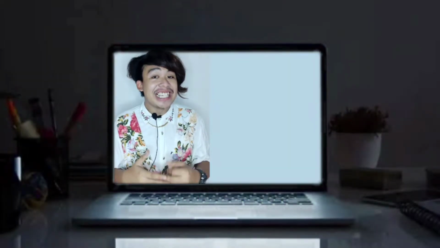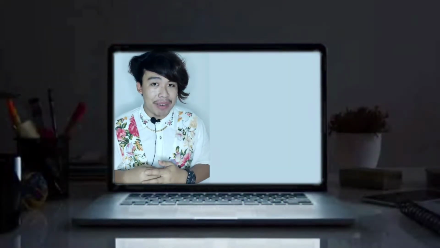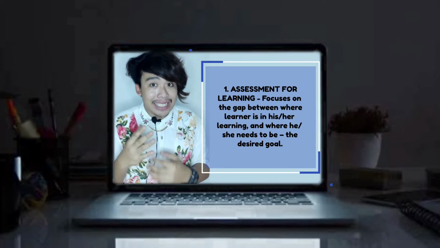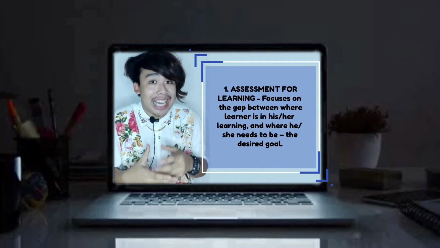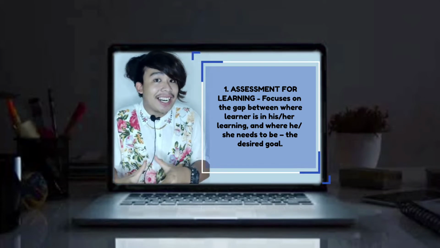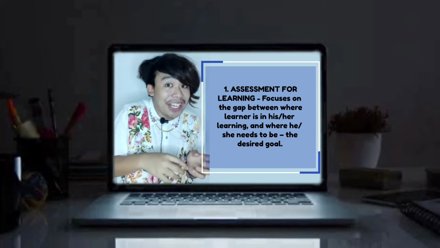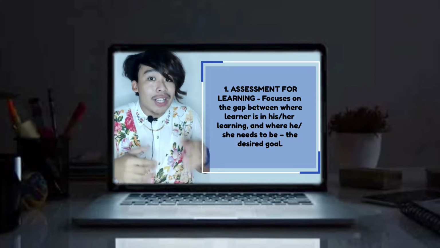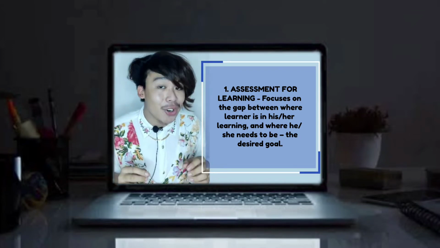We have here the three kinds of assessment. So the first one, assessment for learning. Assessment for learning focuses on the gap between where the learner is in his or her learning and where he or she needs to be. Or we can call this one the desired goal.